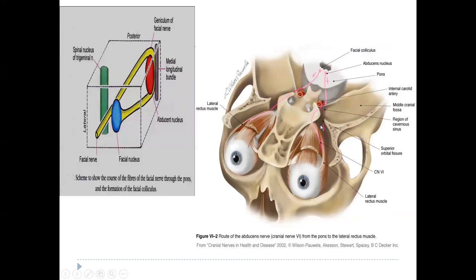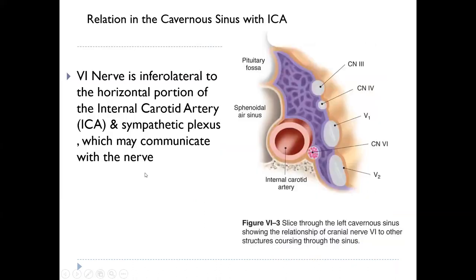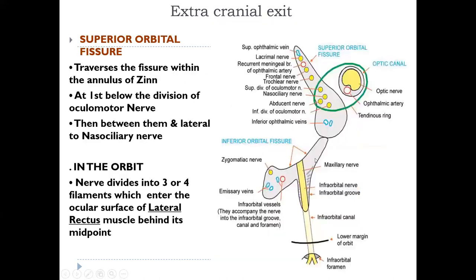abducens nerve. Okay, so here you can see how it is related with the internal carotid artery, lying infrolaterally to this internal carotid artery while it is passing in the cavernous sinus. So this is a very important relation for the abducens nerve. It's lying below and lateral to the internal carotid artery. And of course, surrounding the internal carotid artery is also the sympathetic nerve plexus. So therefore, there is a close relation between these two.